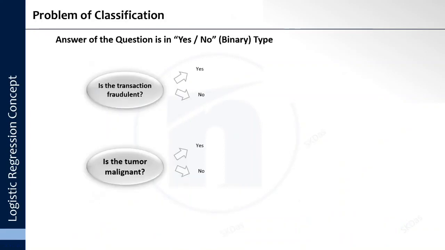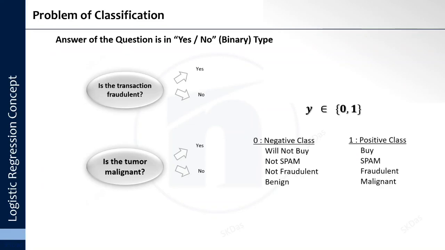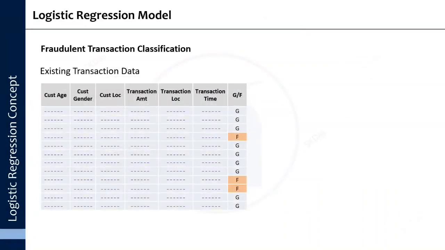So when it is a problem of classification, we call it logistic regression. The answer to the question is yes or no type. If it is yes, the result is 1. If it is no, the result y equals 0. So y belongs to either 0 or 1. 0 is negative class, like not spam, not fraudulent, etc. And 1 is positive class, like spam, fraudulent, malignant, etc.